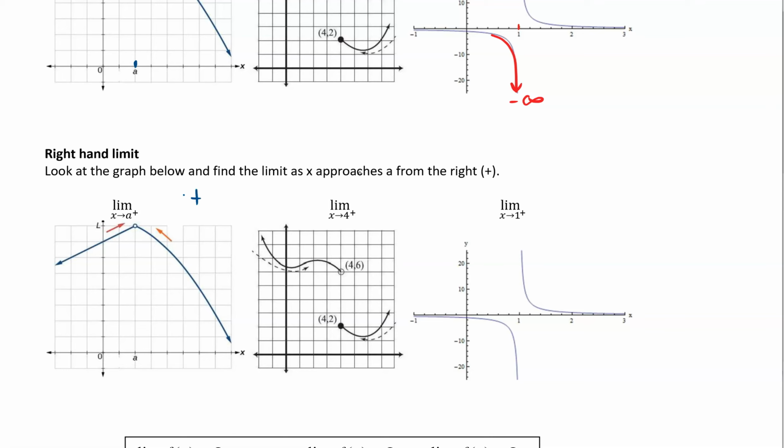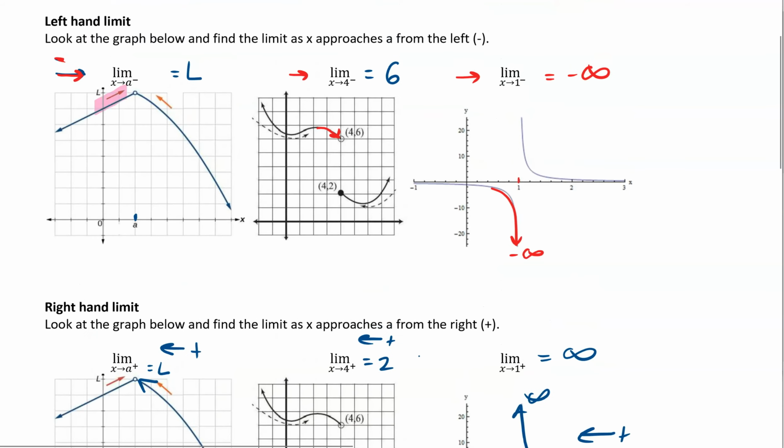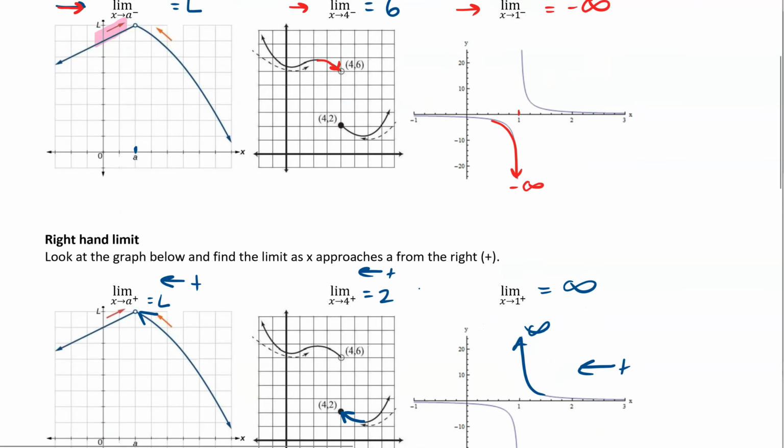On each of these, you want to think that direction, that direction, that direction. Coming in from the right, I am also approaching L. Coming in from the right this way, I'm approaching 2. Let me move this up a bit. Coming in this way, I'm approaching 2. And again, coming in this way, you can see the graph goes up to infinity. So I'm going to infinity. That's the left and that's the right-hand limit. From the left, it's a minus; from the right, it's a plus.